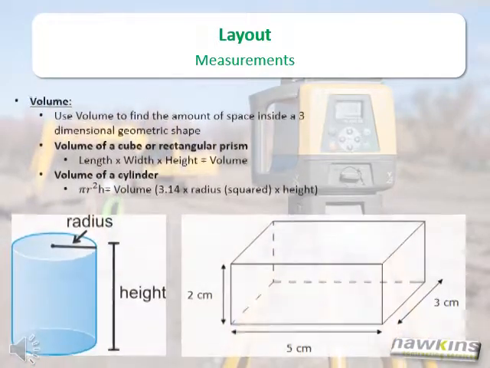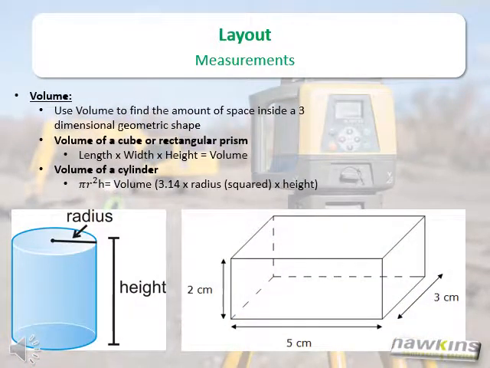Volume. Use volume to find the amount of space inside a three-dimensional geometric shape. To find the volume of a cube or rectangular prism, you multiply the length by the width by the height. To find the volume of a cylinder, you multiply pi by the radius squared by the height. That will give you the volume of a cylinder.